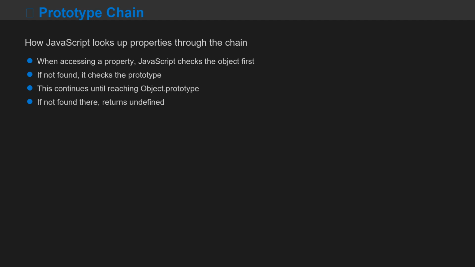Now let's talk about the prototype chain. This is how JavaScript actually looks up properties. When you try to access a property on an object, JavaScript first checks the object itself. If it doesn't find it there, it looks at the object's prototype. This process continues up the chain until it reaches Object.prototype, which is the top of the chain. If it doesn't find the property at all, it returns undefined.